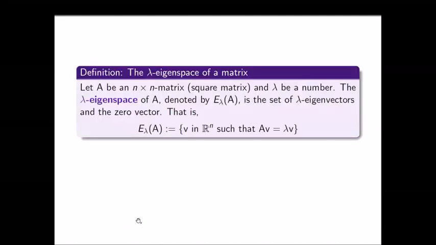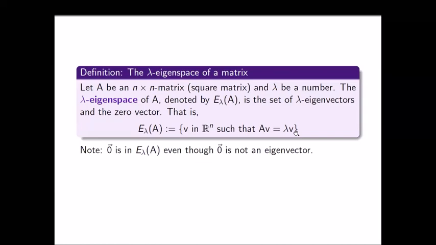Okay, so for another example of a subspace in Rn, we turn to the definition of the lambda eigenspace of a matrix. So if A is a square matrix and lambda is a number, then the lambda eigenspace of A, denoted by E_lambda of A, is the set of all lambda eigenvectors along with the zero vector. In other words, E_lambda of A is the collection of all vectors in Rn, including 0, such that Av is lambda v. So just as a clarification, 0 is not an eigenvector, but it is a part of a lambda eigenspace.